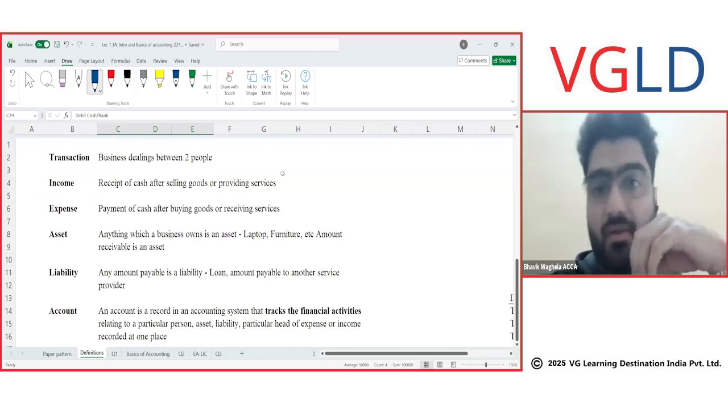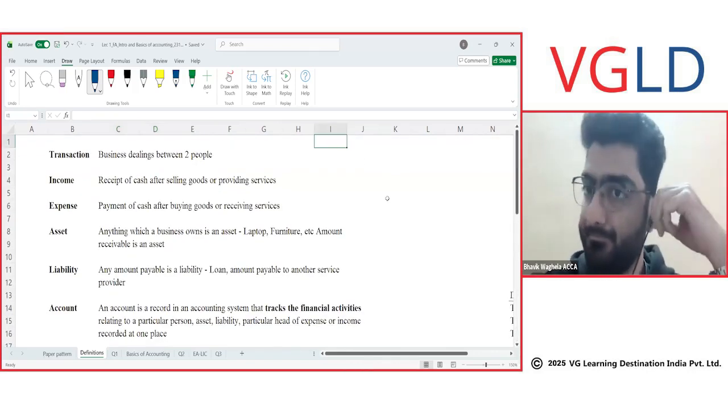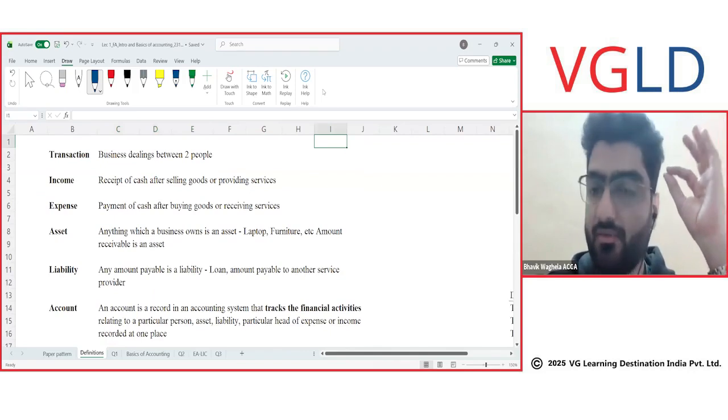Okay. Now, I'm taking everything from the scratch. Let us understand the basic definitions that we actually need to know before we actually come into financial accounts. Firstly, we have transaction. So, what is a transaction, guys? Any idea?